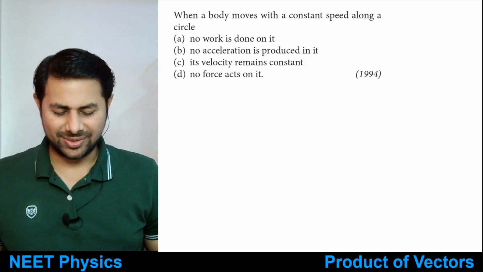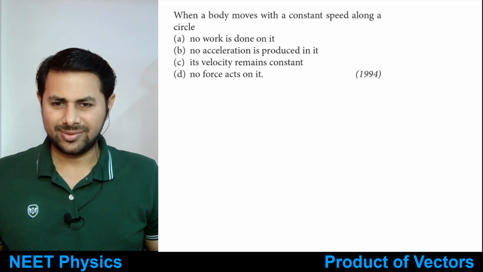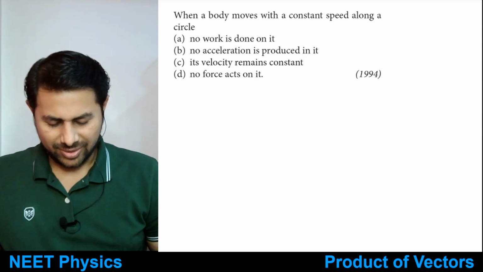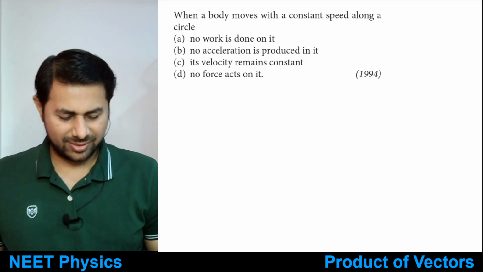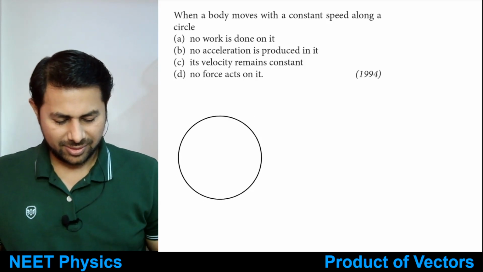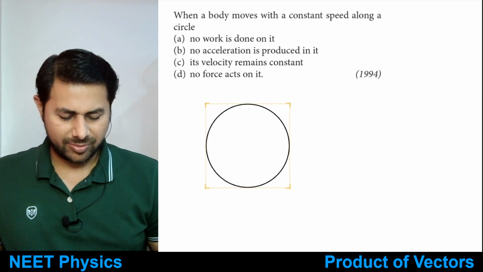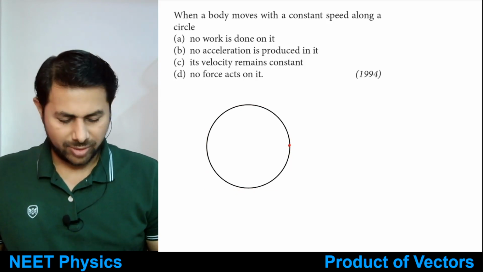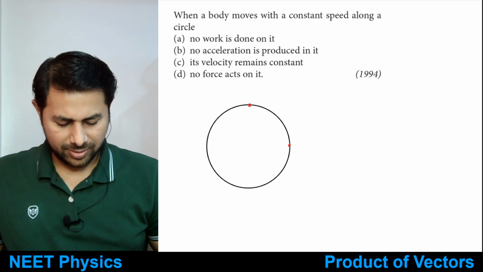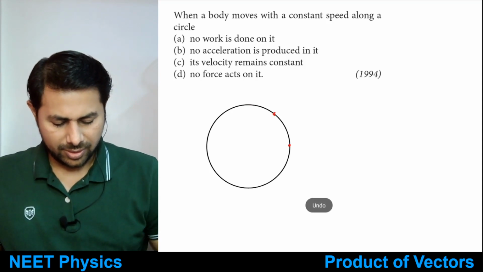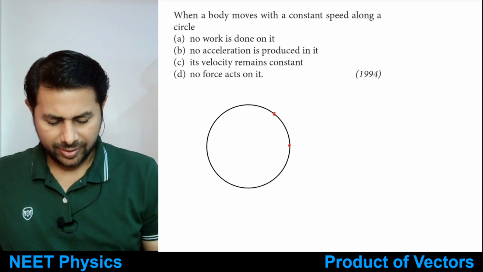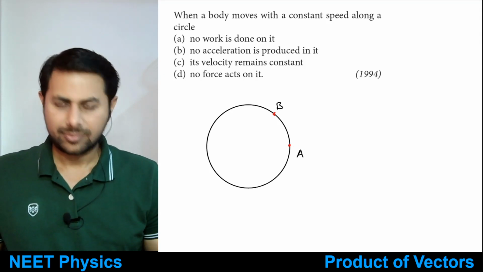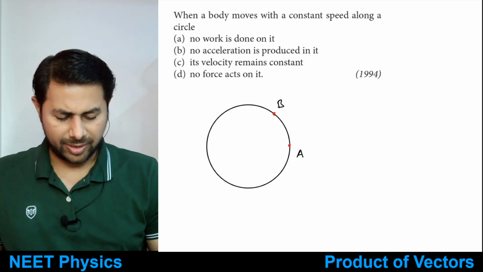No work is correct. S is equal to 0. Okay. Alright. Anybody else? So suppose the body moves along this circle from this point to this point. This is A and this is B, right? This is A and this is B.